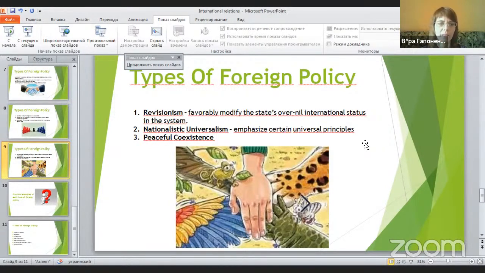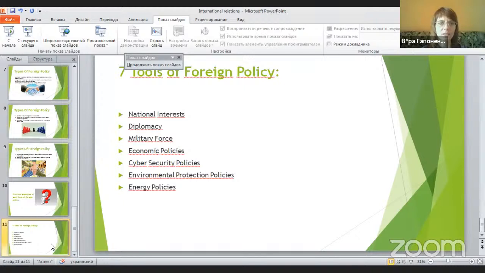I'd like to highlight that such a question can be on your exam, so pay attention to it and maybe find out the examples later. And at the end, I'd like to mention a few tools, a few methods of foreign policy. As you see on your screens, we can speak about tools from different social spheres, not only political.